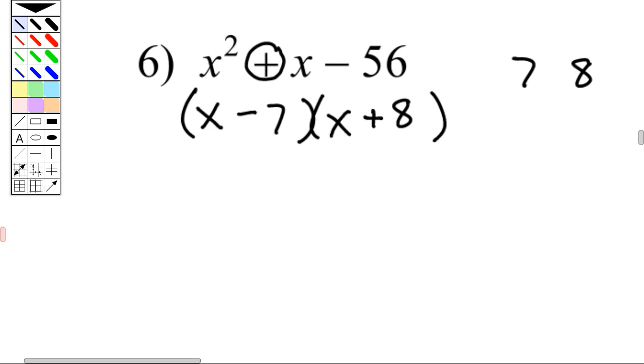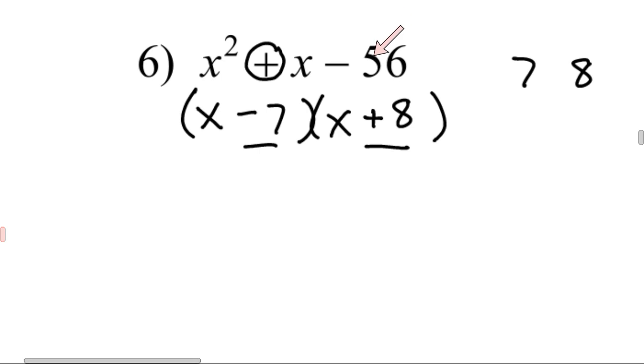Okay, because doesn't an 8 take away 7 make a positive 1? And doesn't negative 7 times a positive 8 make a negative 56? Because remember, these two numbers need to multiply to make this, and add to make this one. In this case, it's a positive 1.